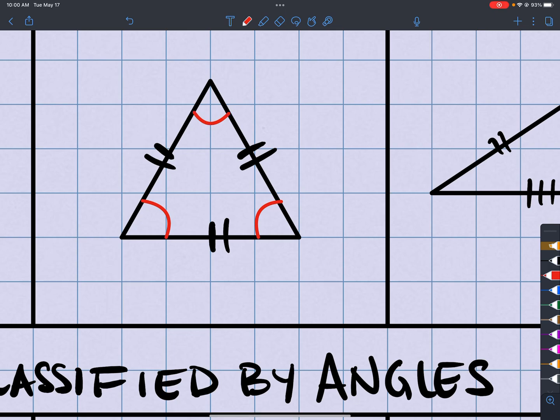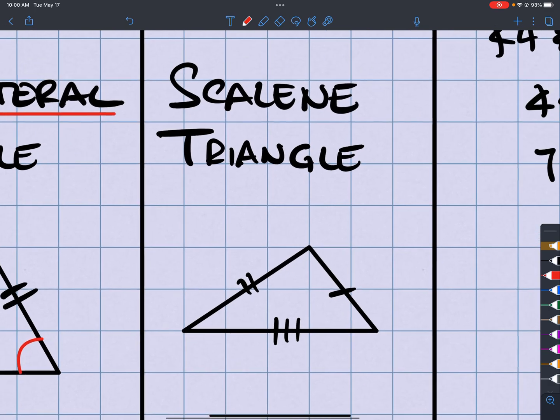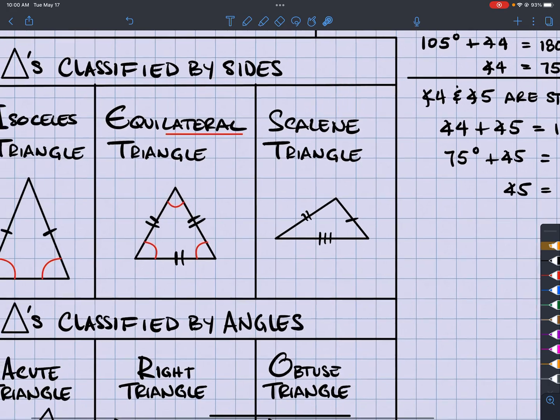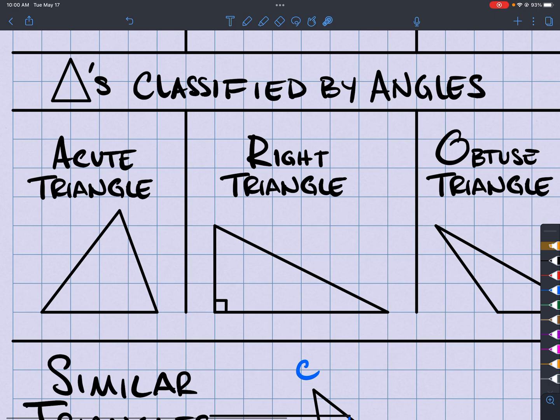Okay, so these three angles are also the same. Now we have the scalene triangle, which means that none of the three sides are equal at all, which means that none of the three angles are the same. All right. Now, classified by angles, it's all based on the angles.